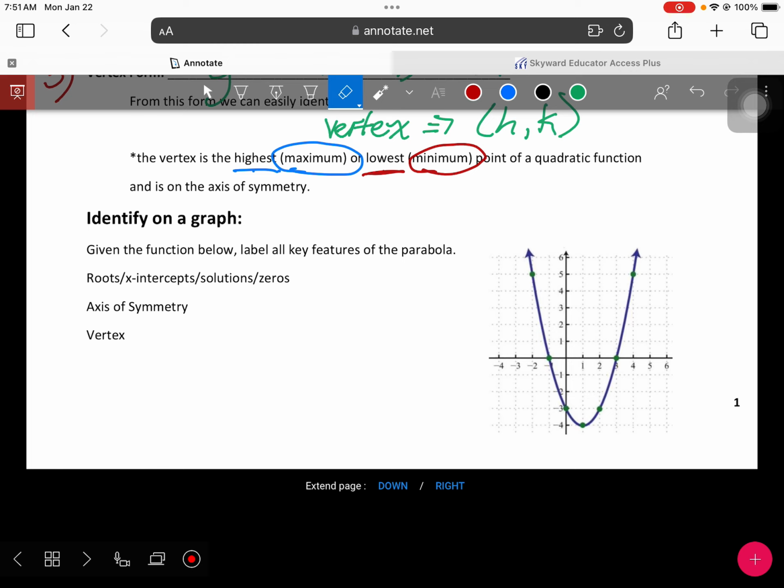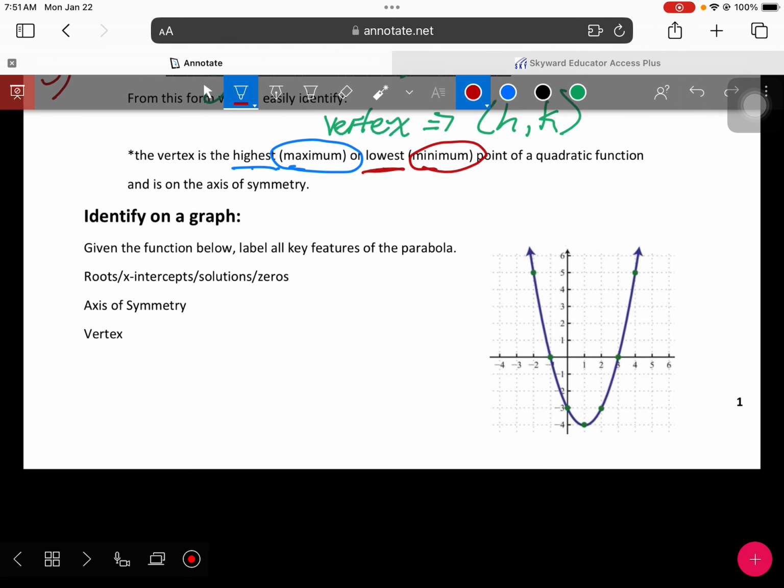So here we go. Identifying on a graph. Given this function below, and it is a function. Do you remember how we can tell a function given a graph? Wasn't there some kind of line test or something? Oh, the vertical line test. Yes, it was the vertical line test. Remember, if you do a vertical line test and it only crosses in one place, then it's a function. So yes, these are functions.